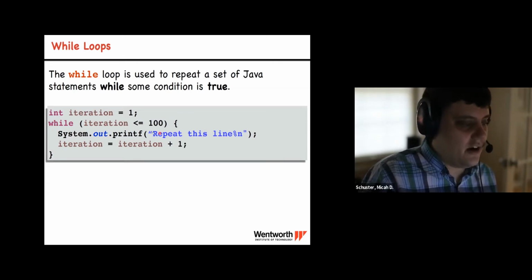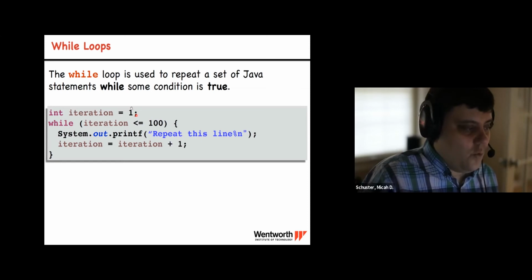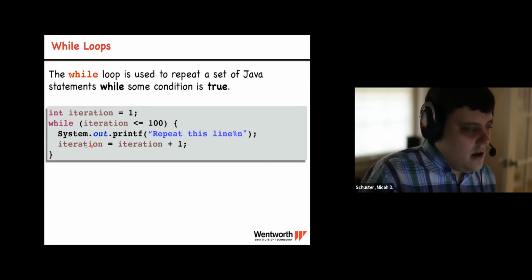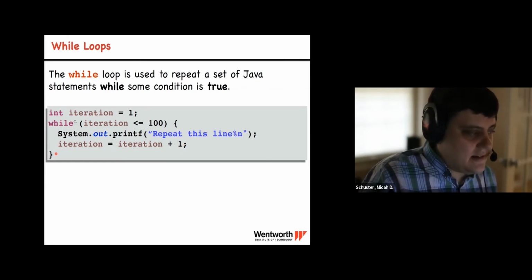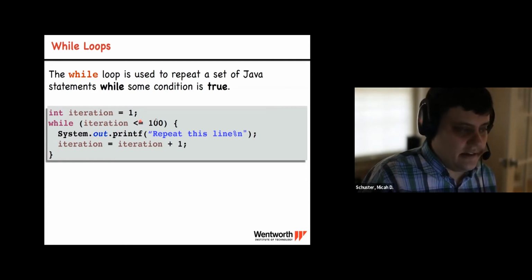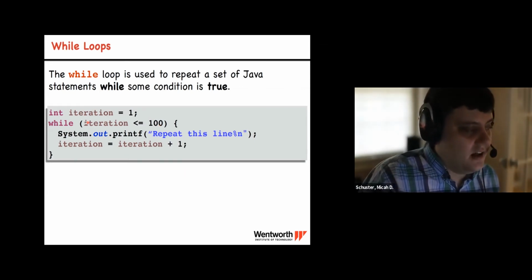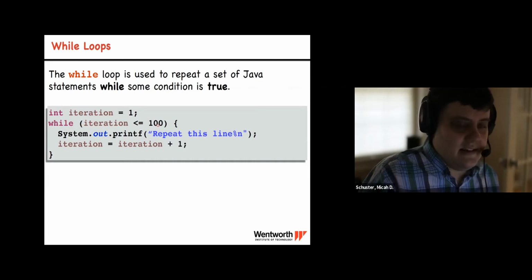So this stuff in here, repeat this line, so it'll print that out, and then it changes the value of iteration. Iteration is 1, so we do the right side of our equation first. 1 plus 1 gives us 2, set that to iteration. So now iteration is 2. After we finish the lines in the while loop, we go back to the top and we check again. So we have 2 is less than or equal to 100. We repeat the line and continue doing this over and over until the condition in the parentheses is false.